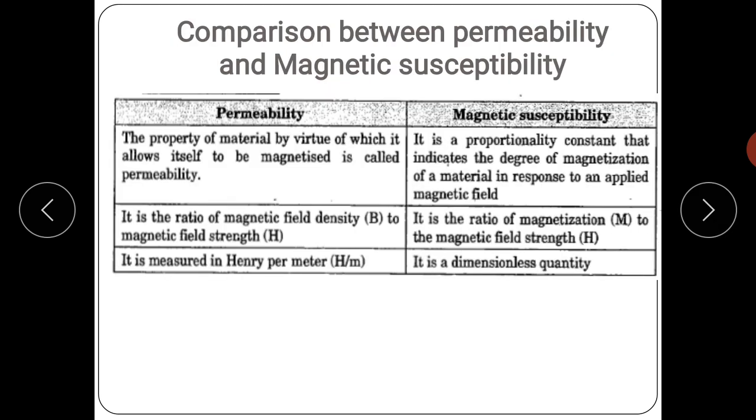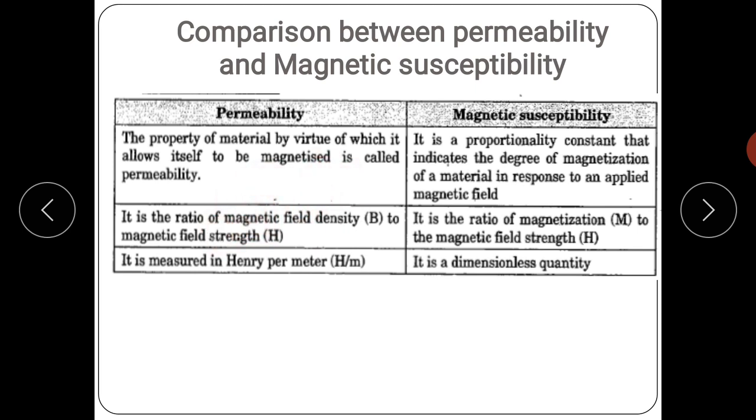Here, what is the comparison between permeability and magnetic susceptibility? First, what is permeability? Permeability is the property of a material by virtue of which it allows itself to magnetize. And magnetic susceptibility is a proportionality constant that indicates the degree of magnetization of a material in response to an applied magnetic field.